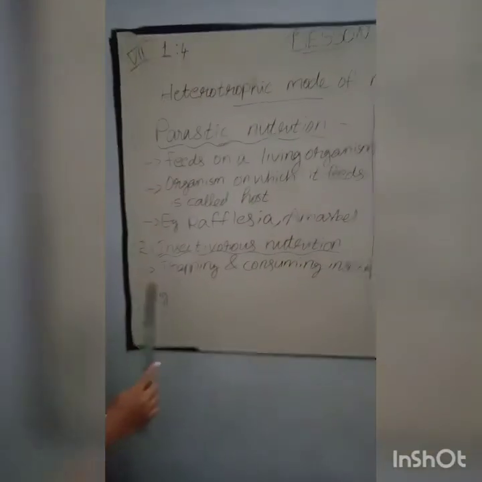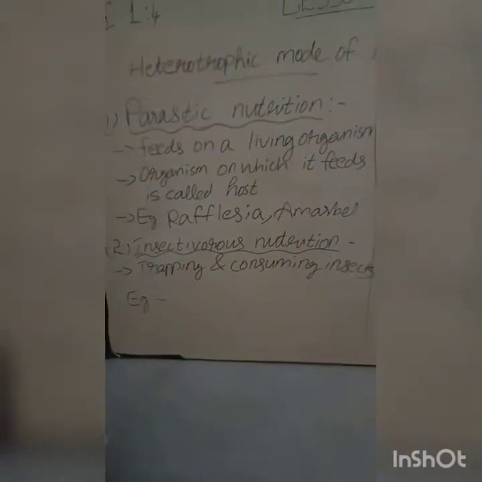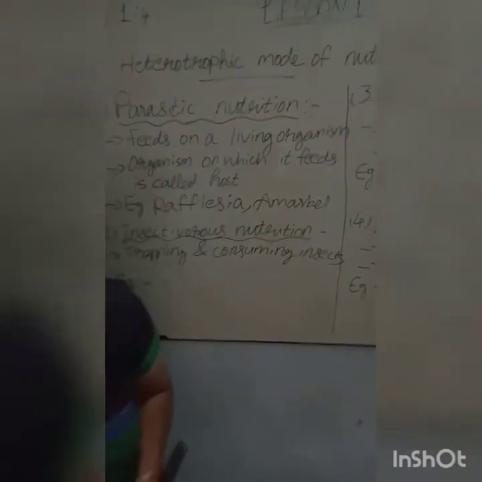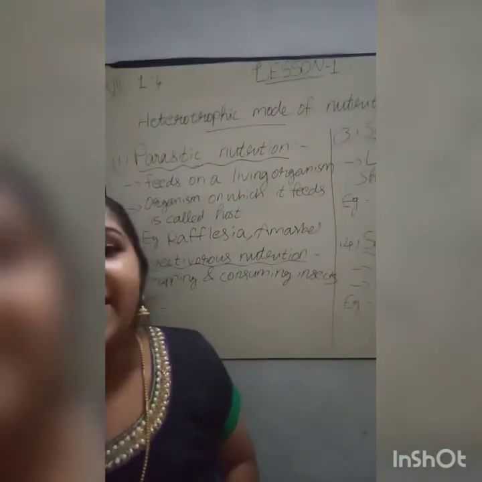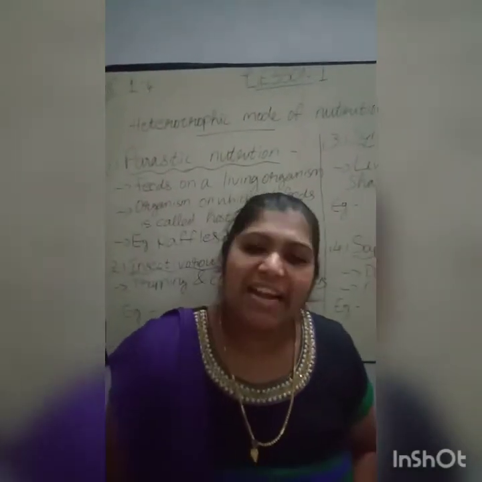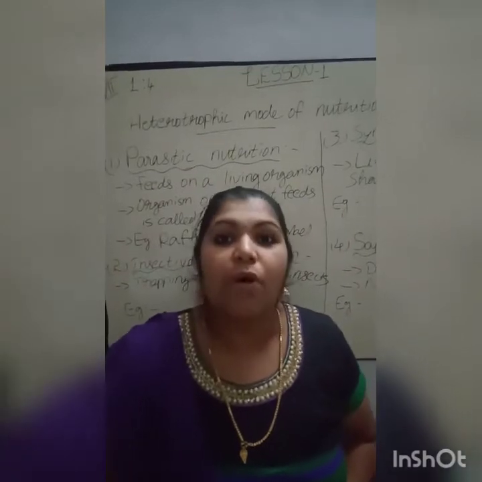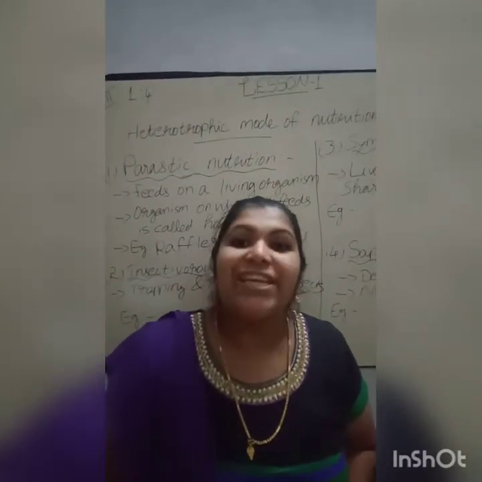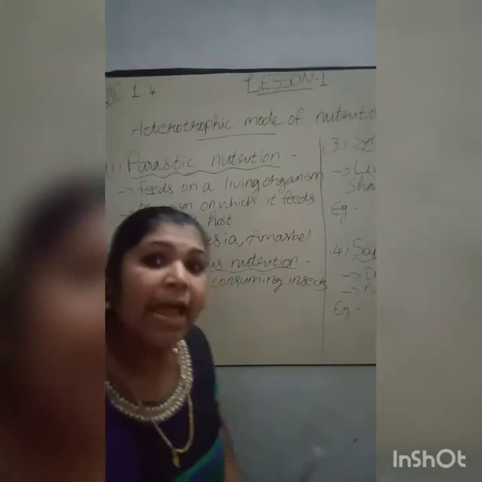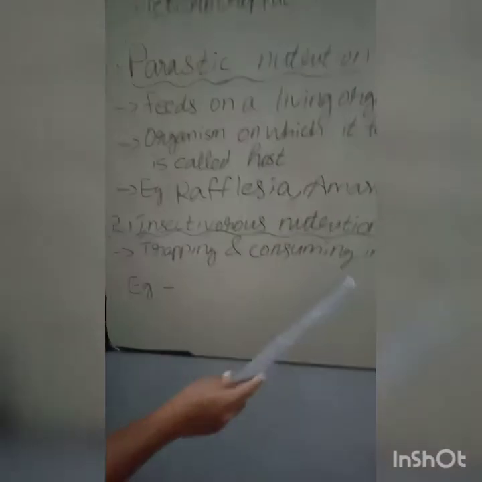So, the second one is insectivorous nutrition. Insectivorous plants are plants that derive nutrients from trapping and consuming insects and small organisms.